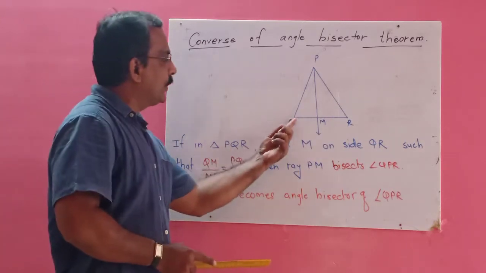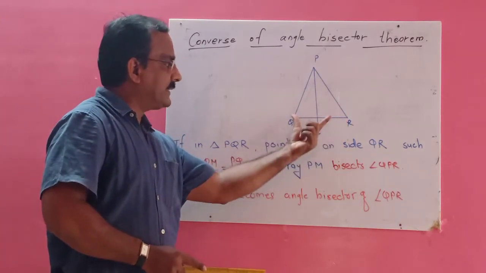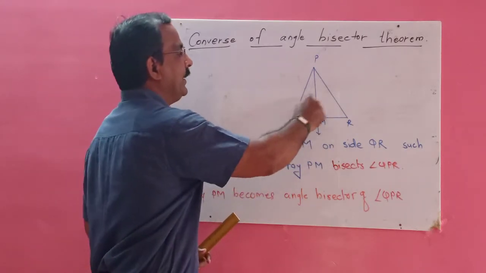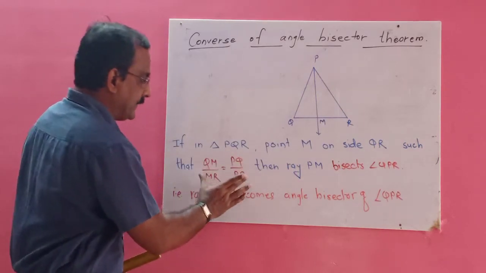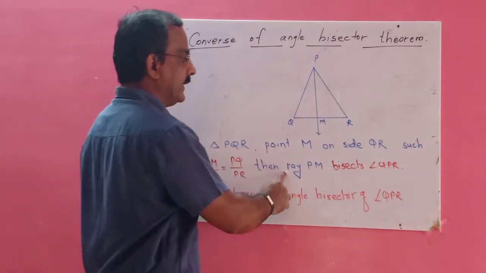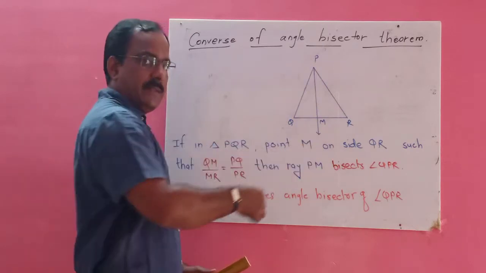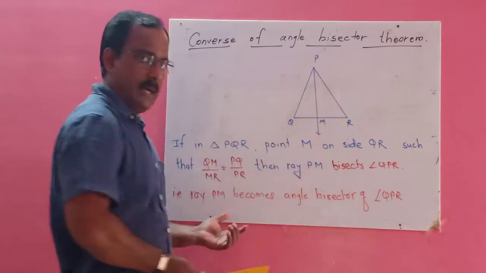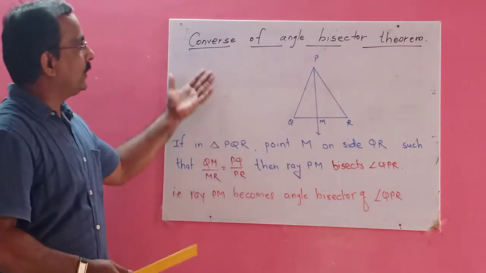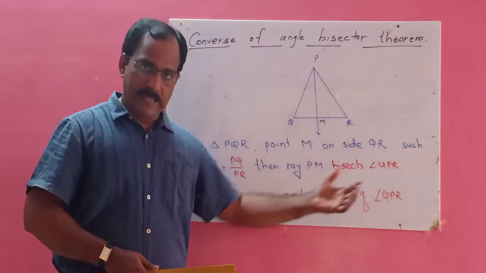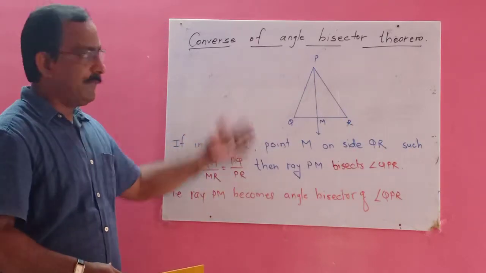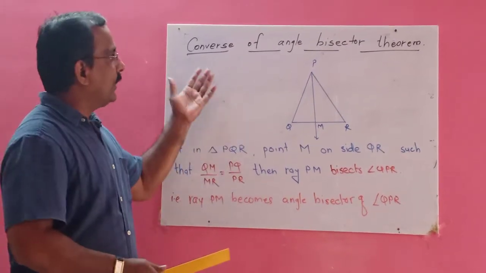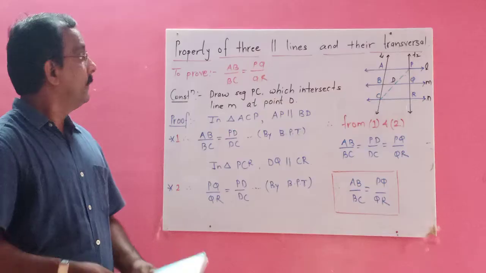That is, QM upon MR, this ratio is equal to the ratio of the remaining two sides, this one. So if this condition is given, then you will say ray PM is an angle bisector of angle QPR. So all of you have understood the converse of angle bisector. Like BPT, we have the angle bisector theorem and its converse.